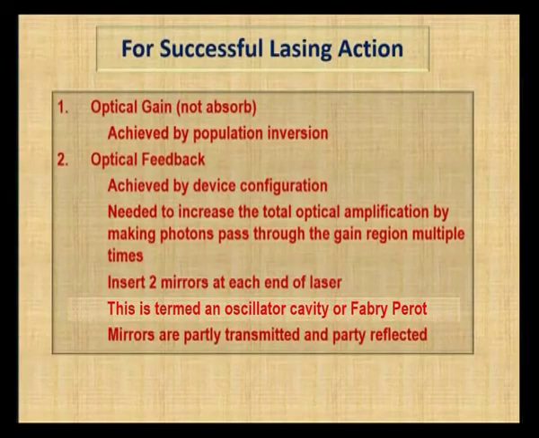In this region, we need to make the photon move to and fro so that we can achieve stimulated emission again and again. Insert two mirrors at each end. This is another method of getting optical feedback.